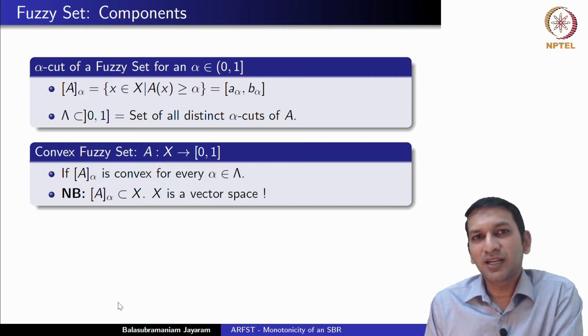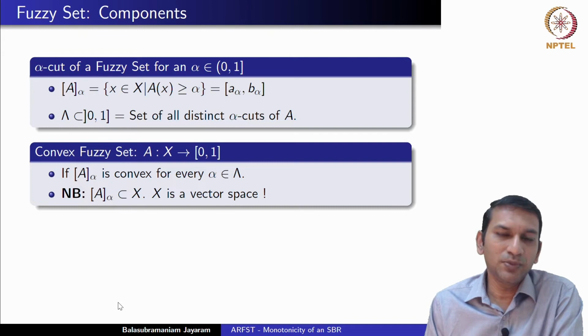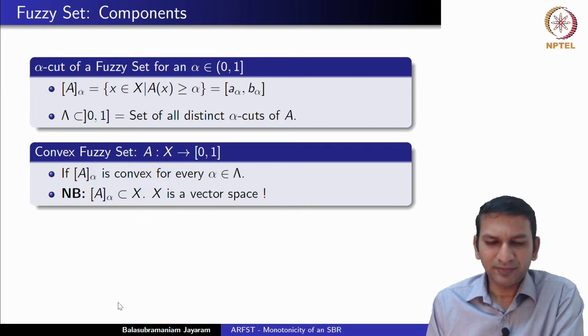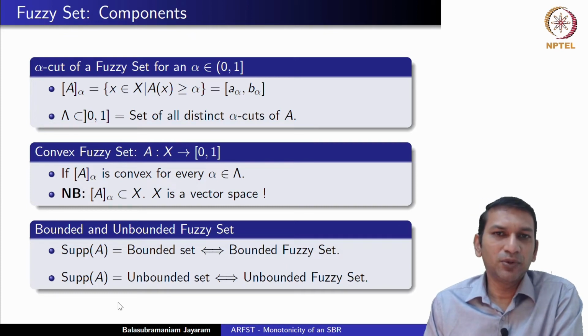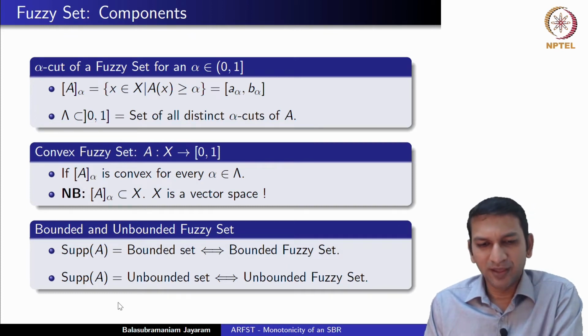Note that alpha cuts are actually subsets of the underlying domain. So we want the underlying domain to be a space in which convexity is defined. Essentially, we take it as a vector space. We say a fuzzy set is bounded if its support is bounded, otherwise it is unbounded.